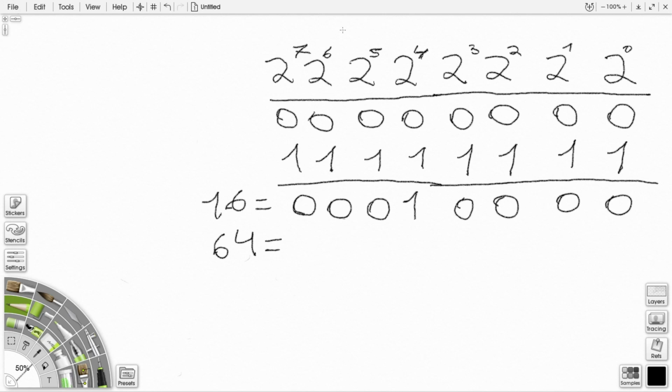And 64 we know is 2 to the power of 6, right? So we're going to turn this on, and the rest is off: 0, 0, 0, 0, 0, 0. Interesting, right? If the decimals are powers of 2, the only thing you have to do is turn on one of these bits, and the other ones are turned off. In other words, 1, and the rest is a bunch of zeros.